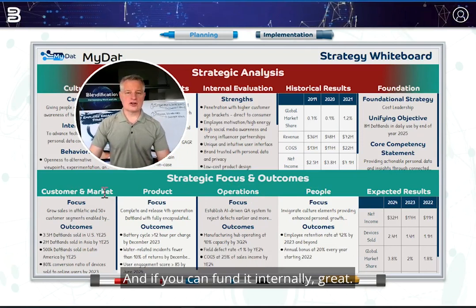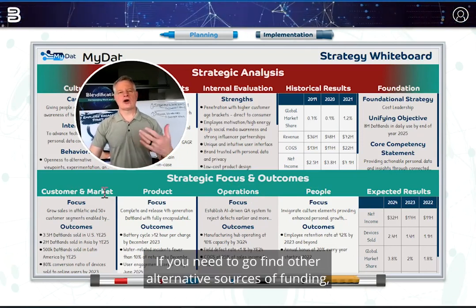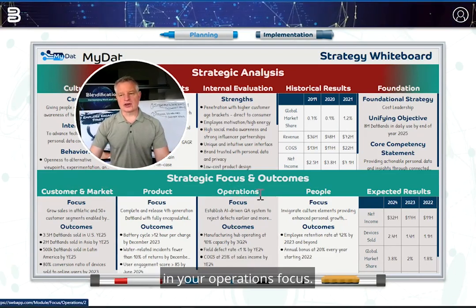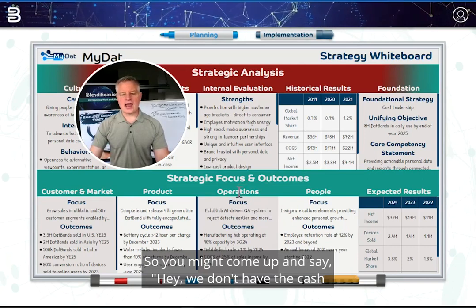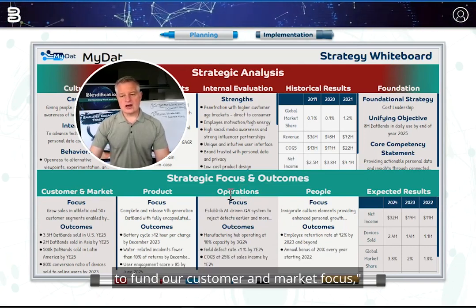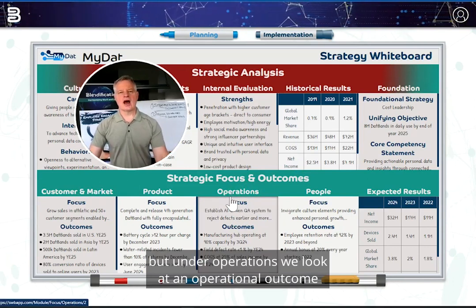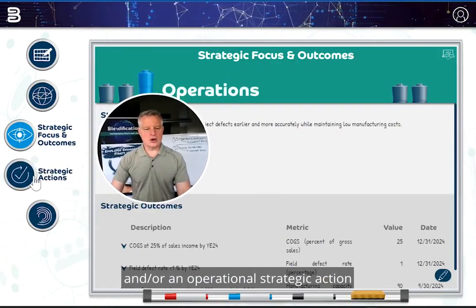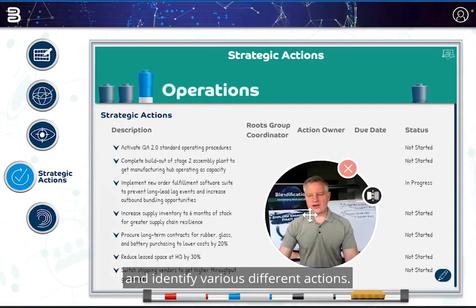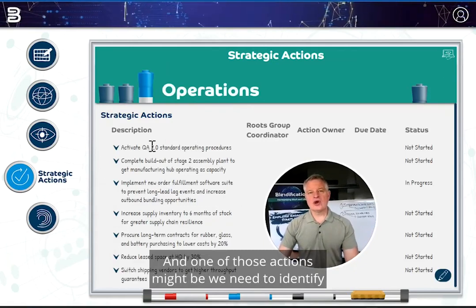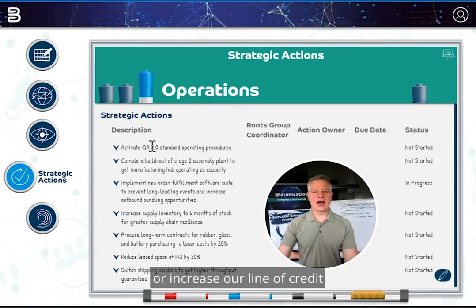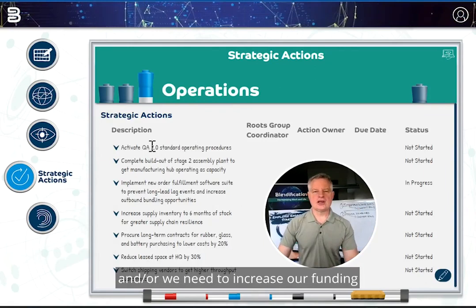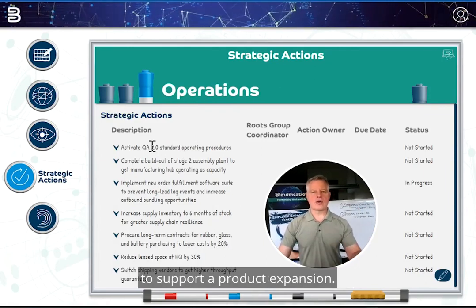And if you can fund it internally, great. If you need to go find other alternative sources of funding, this is where you start figuring that out in your operations focus. So you might come up and say, hey, we don't have the cash to fund our customer and market focus. But under operations, we look at an operational outcome and or an operational strategic action where we go into various different things and identify various different actions. And one of those actions might be we need to identify or increase our line of credit in order to support our customer acquisition strategy, and or we need to increase our funding to support a product expansion.